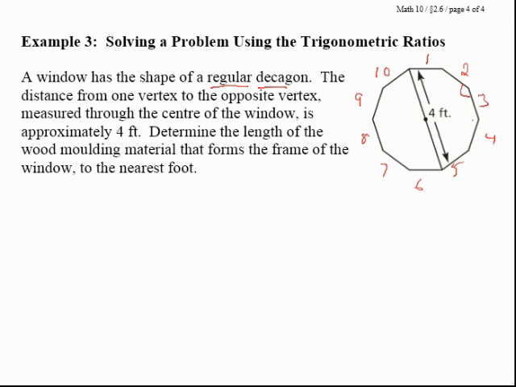Now, big clue is we're using trig, so we need to find a triangle. And specifically, we need to find a right triangle. So the triangle that I see goes from this vertex here to the center of the window. And there are actually 10 such triangles, right? And they're all going to be the same because the angles and the sides are all the same. So I'm going to draw that triangle again down here.